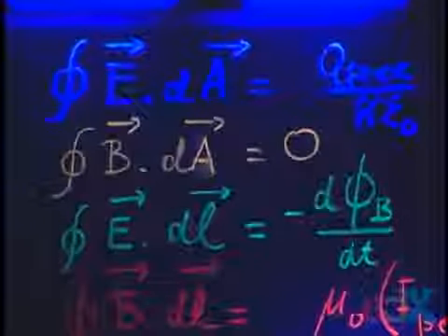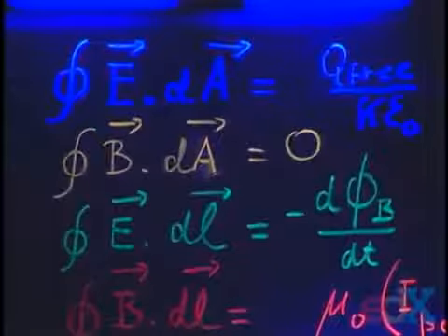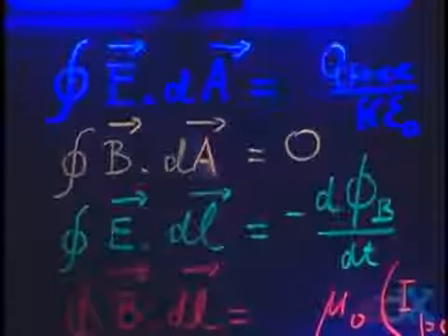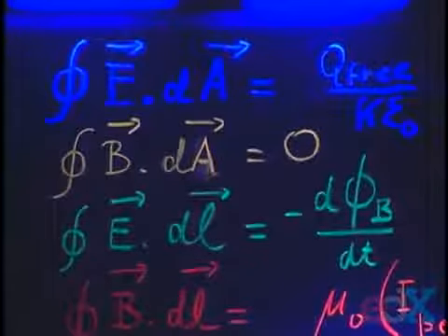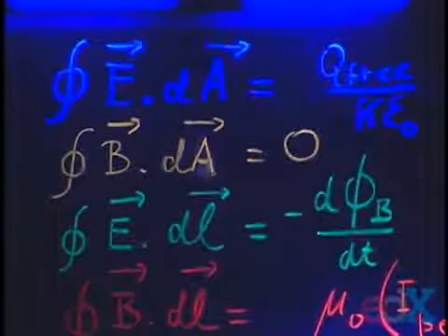This is the closed surface integral of B dot dA is zero. What this is telling me is that magnetic monopoles don't exist. At least we think they don't exist. Don't think that people are not trying to find them.